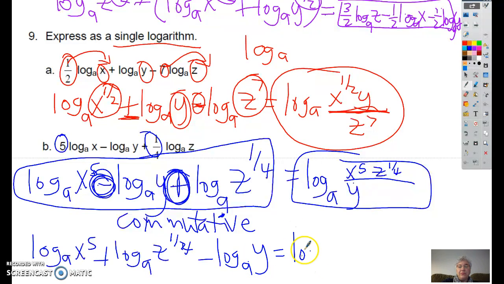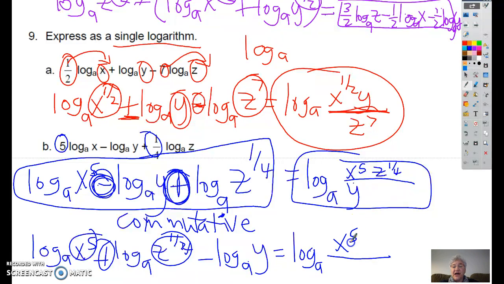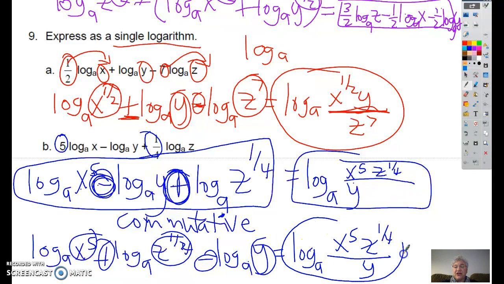Again, log base a in the front. These are added so they become multiplication on the top of our fraction. This is subtracted, so y is on the bottom as division.